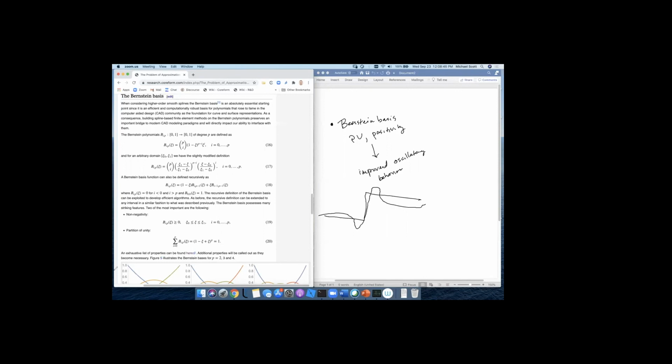I would say that having those two properties does allow, from a designer point of view, more control over those oscillations, in that you have that convex hull and you can bound things better.